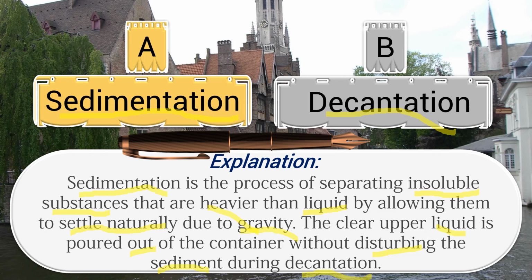So we are saying sedimentation is a process of separating an insoluble substance that is heavier than the liquid by allowing the sediments to settle down naturally by gravity, and then the clear liquid is poured out of the container without disturbing the sediment, and that is decantation.